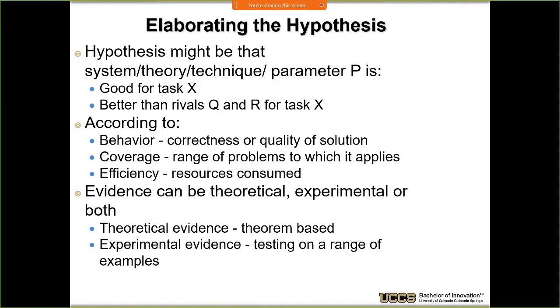So we want to elaborate our hypothesis, right? In computer science, our most common things are things like our system, theory, or technique, whatever, is good for a task X, or better than rivals Q and R. So which of these is a better hypothesis? It's good for task X, or it's better than rivals Q and R for task X.